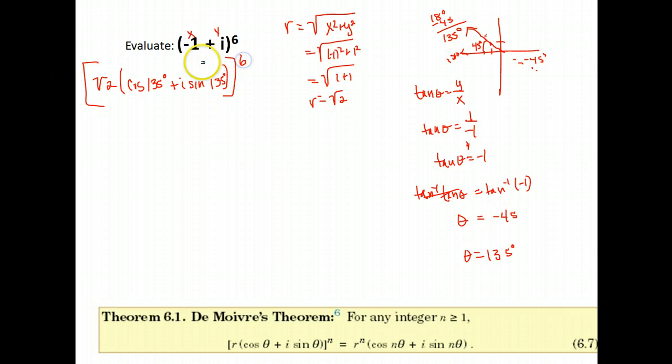Now I need to raise that to the 6th power. I'm using DeMoivre's theorem, which tells me to raise the number in front to my power. So I have the square root of 2 raised to the 6th power times the cosine of, I take my angle times my power, so 135 times 6 plus i sine 135 times 6.